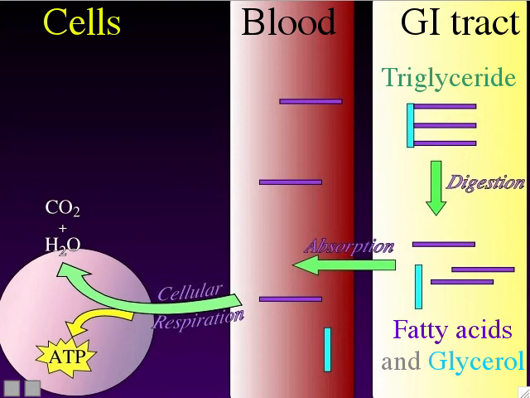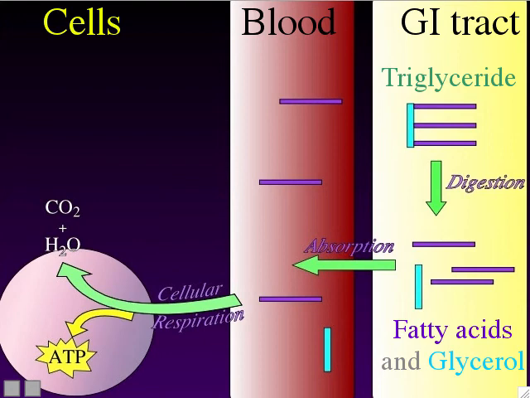Well, several possible things can happen to them. Your cells can use those fatty acids as an energy source, as a fuel molecule, to do their cellular aerobic respiration. Remember, in cellular aerobic respiration, your cells take in fuel molecules from the blood and then break those molecules down into carbon dioxide and water to make ATP for themselves.